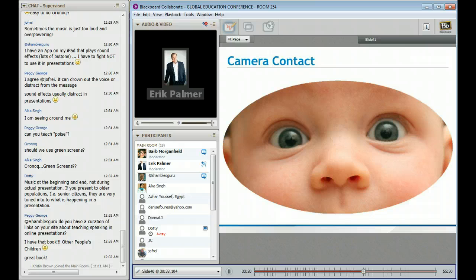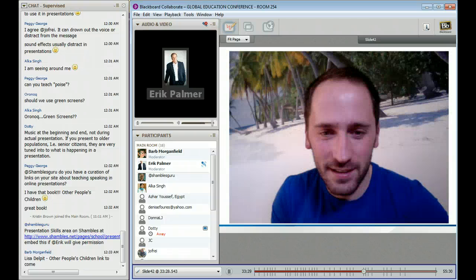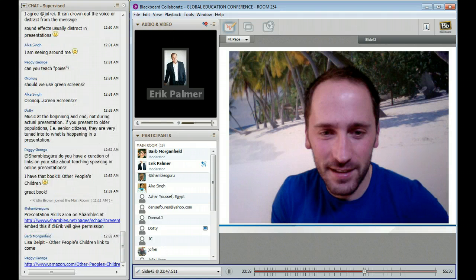And in the digital world, camera contact becomes an issue. Eye contact turns into camera contact. Here's what I'm talking about. Have you seen this? This is the common way we Skype. This is the common way we video confer with people. Because what? You're looking at your screen. You want to see yourself.